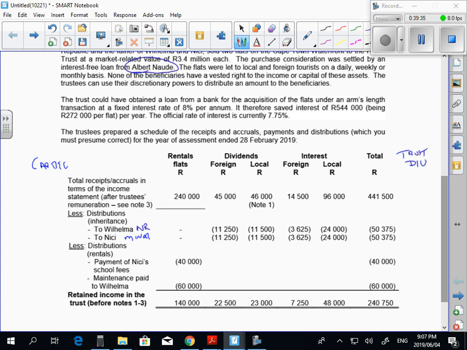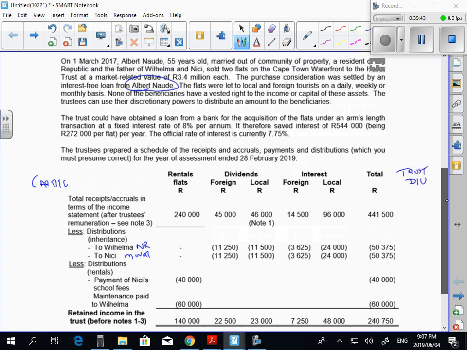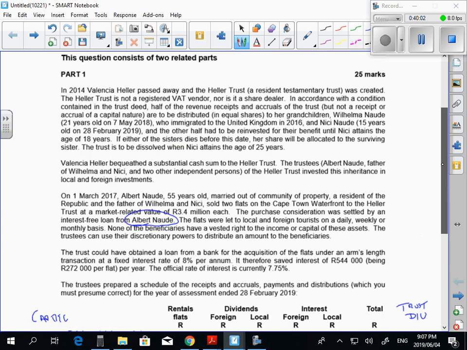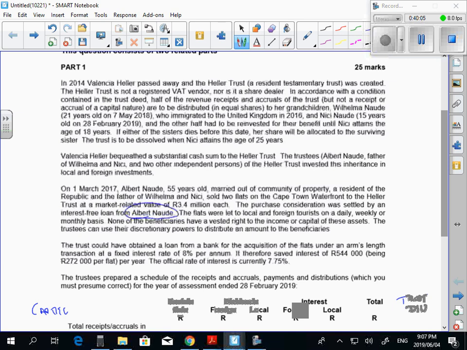It says the trust obtained a loan from the bank for the acquisition of the flats under an arm's length transaction at a fixed interest rate of 8% per annum. Just let me finish. It says the purchase consideration settled by an interest-free loan from Albert Nordia. So you've got an interest-free loan from Albert Nordia. Actually, sorry, I'm going all over the place. I'm starting at the wrong place. Let's just start here.